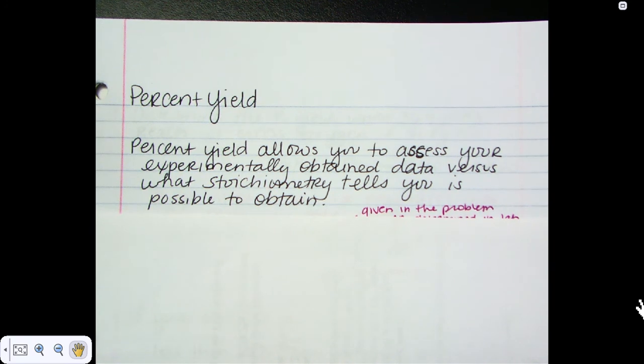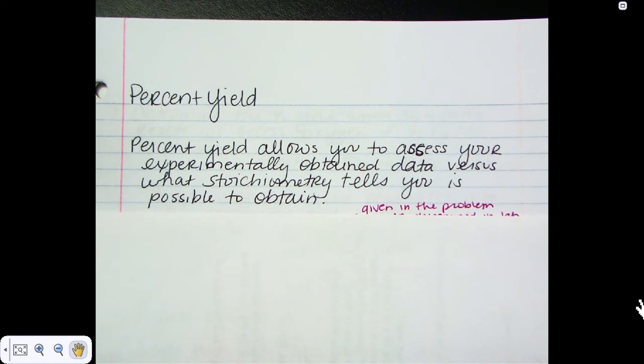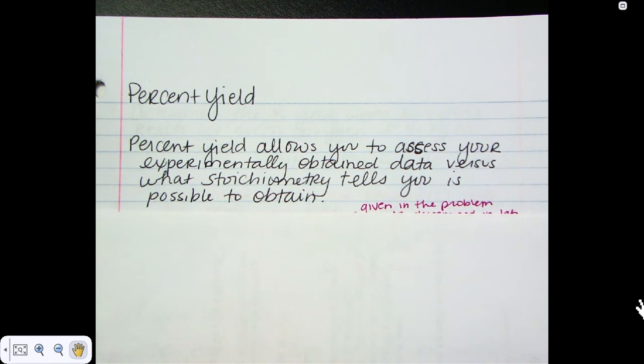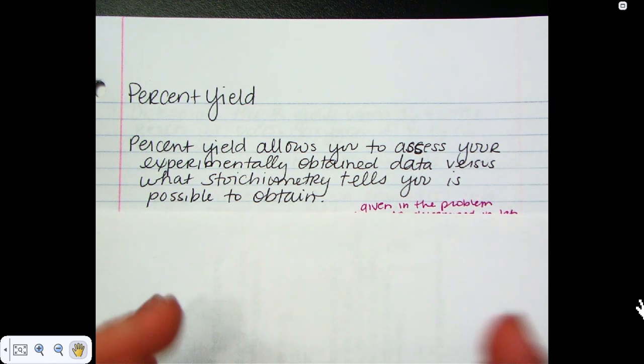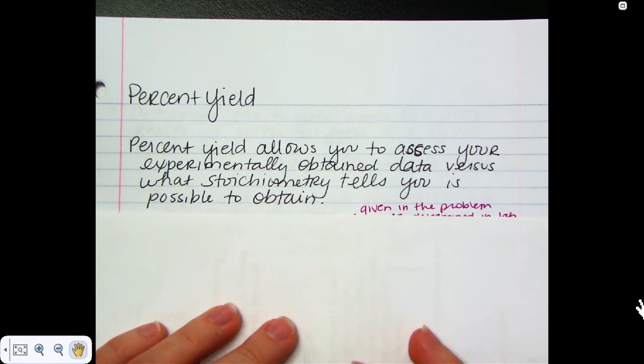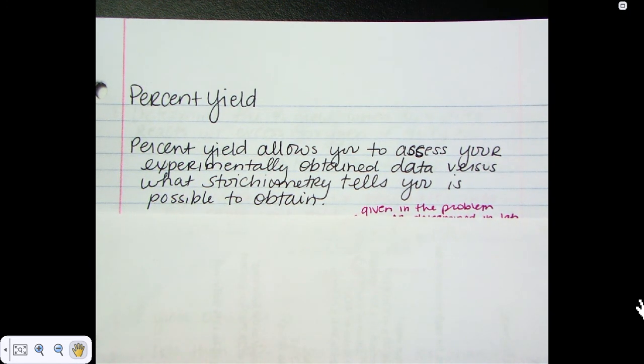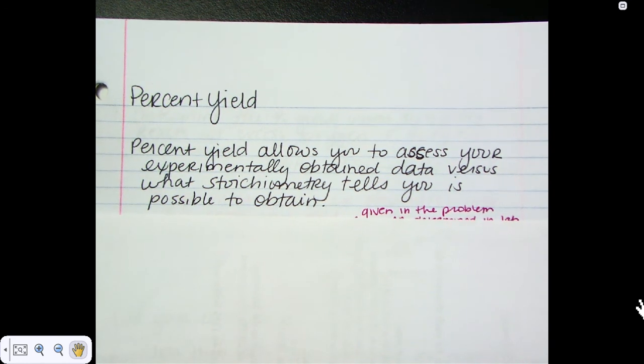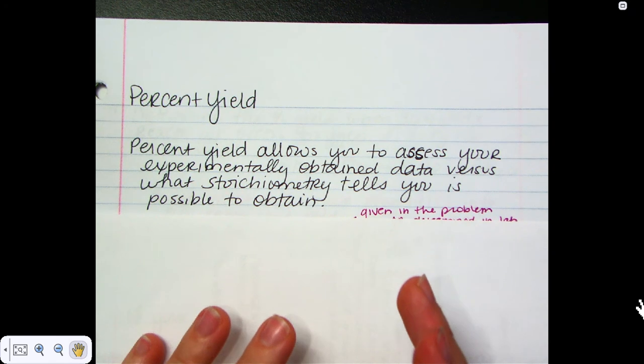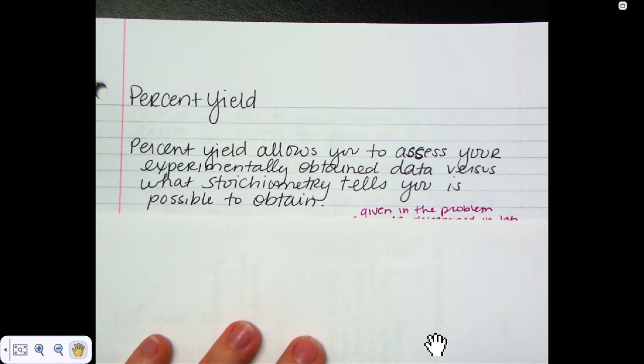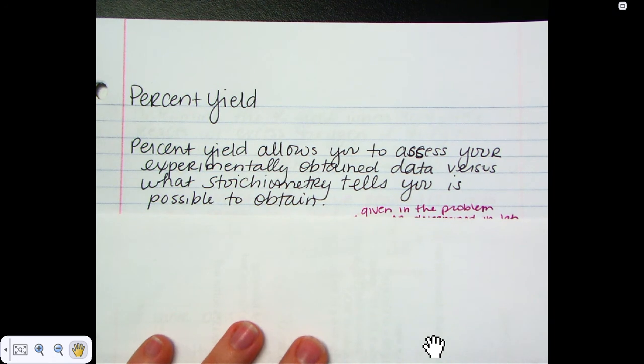Okay, so in this video, we're going to talk about how to calculate percent yield and what that tells you about your results. Percent yield allows you to assess your experimentally obtained data versus what stoichiometry tells you is possible to obtain. When you're asked a question about percent yield, you're going to be given some sort of experimentally determined value, like in the lab, X amount was recovered. You're going to then compare that to the maximum possible amount that you could have obtained if everything went perfectly based on the stoichiometry, which is really hard to get.